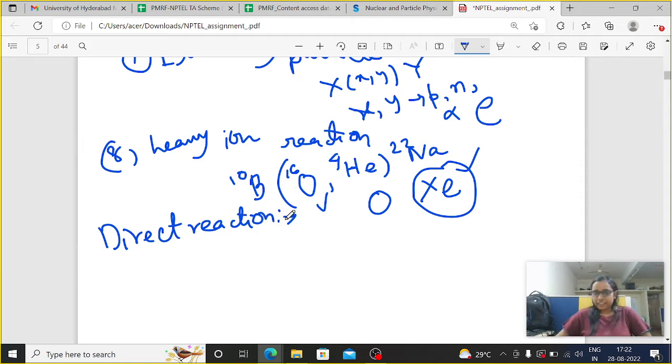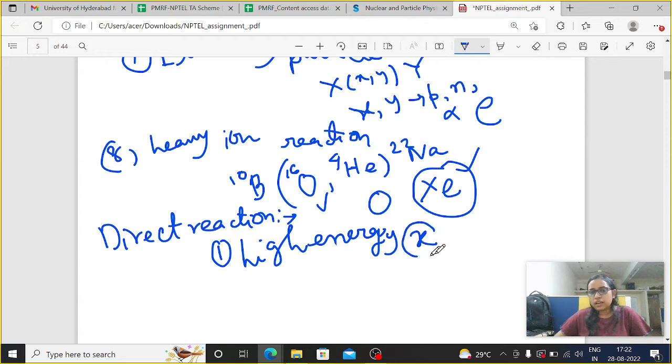Okay, so direct reaction. What is direct reaction? Direct reaction means some properties of direct reaction are like that. For any direct reaction, we have to have our projectile with a very high energy. X. Just note down all the notations here carefully.